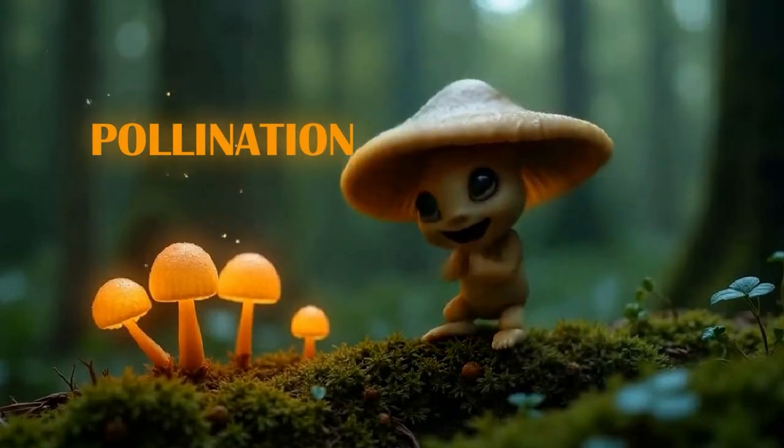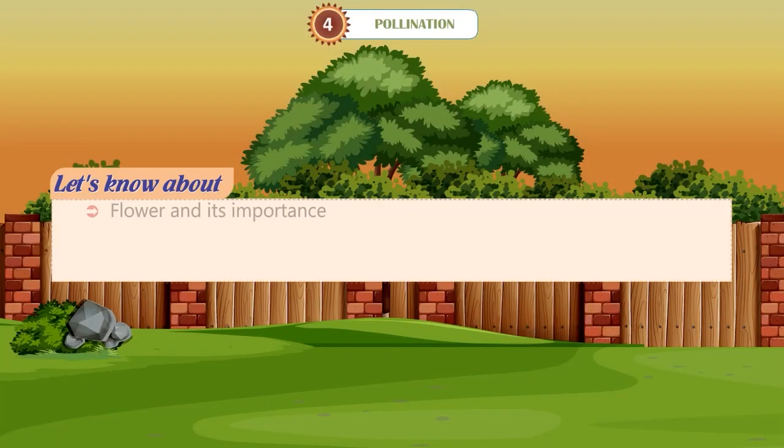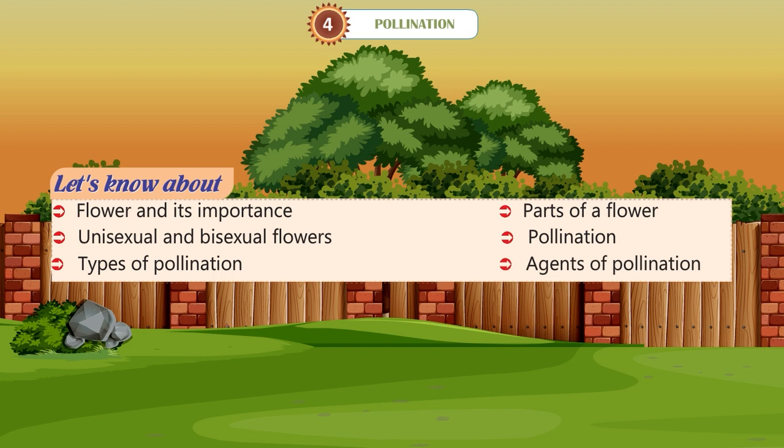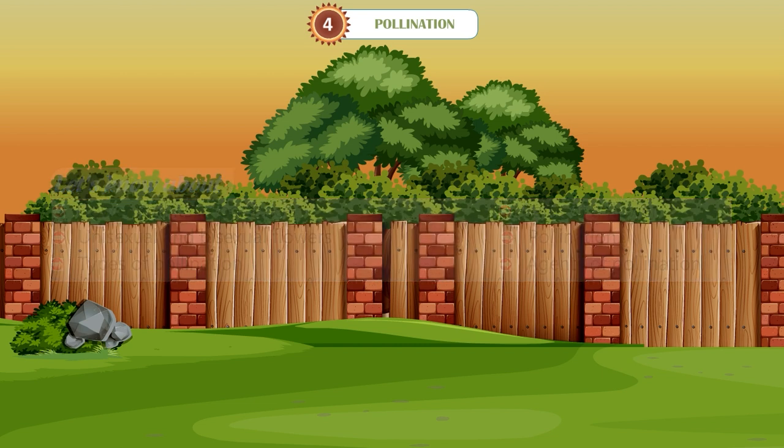Pollination. Let's know about flower and its importance. Parts of a flower: unisexual and bisexual flowers. Pollination. Types of pollination. Agents of pollination.